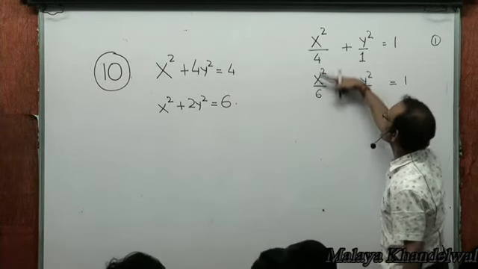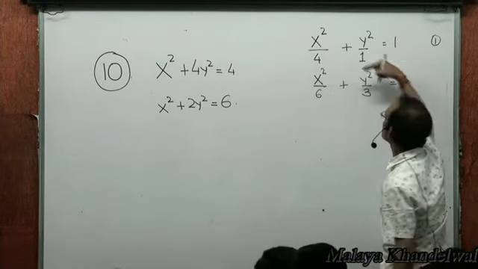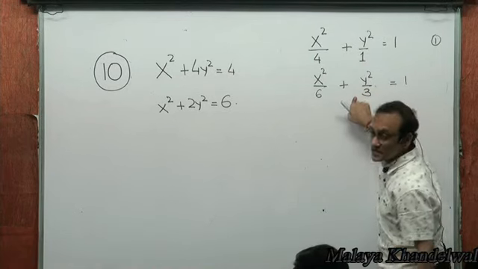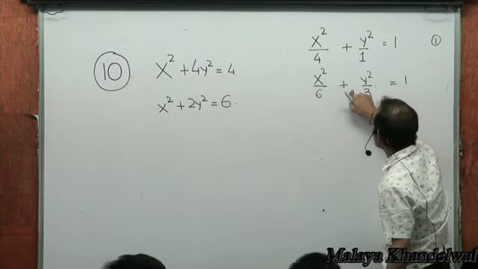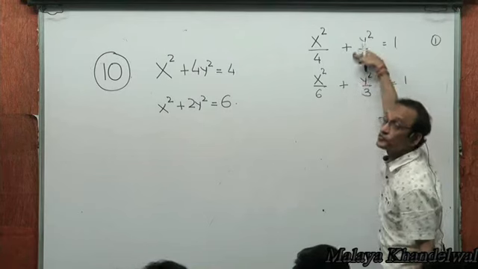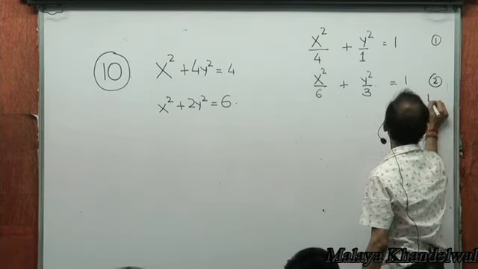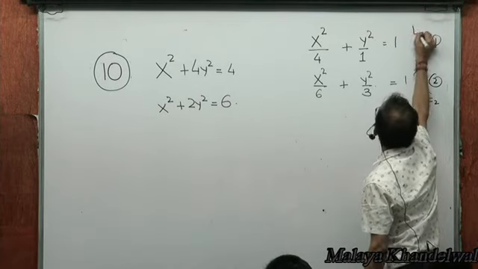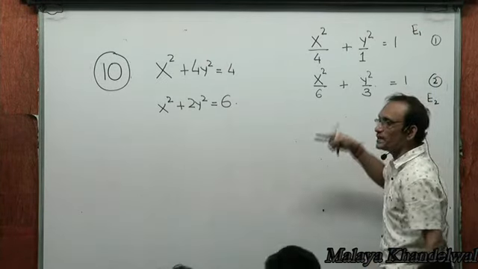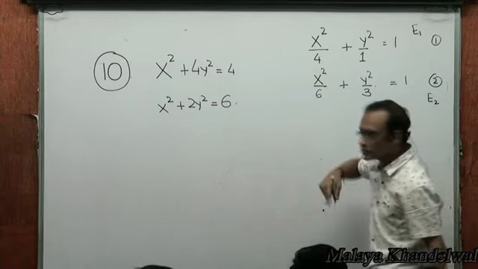Obviously, the major axis of this is more than the major axis of this. The minor axis of this is more than the minor axis of this, right? They have a common center, 0, 0. So this ellipse would be on the outside, this ellipse would be on the inside, right? This is ellipse 2, let me call it E2. This is ellipse 1, let me call it E1. E1 would be inside, E2 would be outside, as you can see.